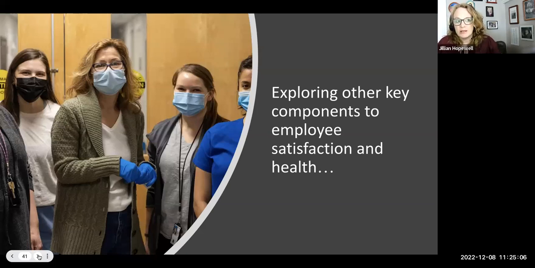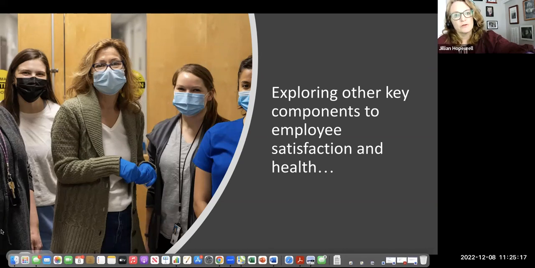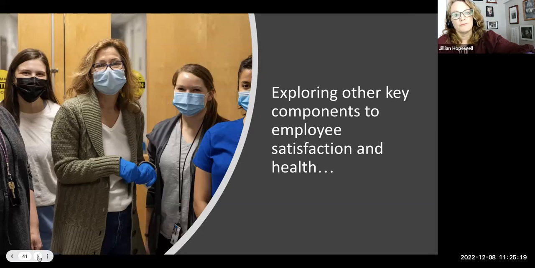But we can't ignore the fact that well-being is also tied to financial stability as well as equity among employees. And if you think about the intersectional nature of employee teams or clinical teams, in order for those teams to function most effectively, we really need to address issues around equity.